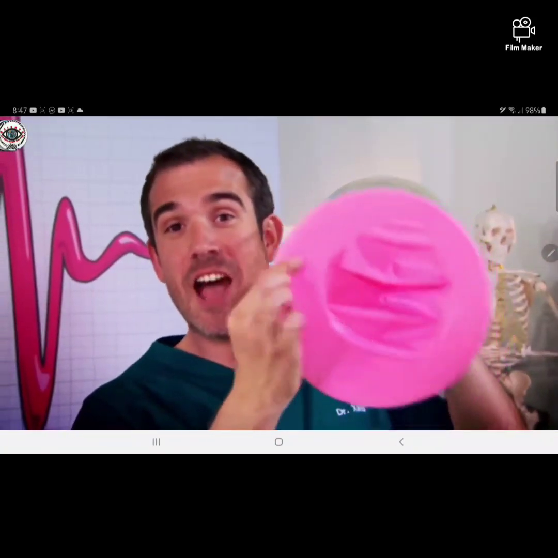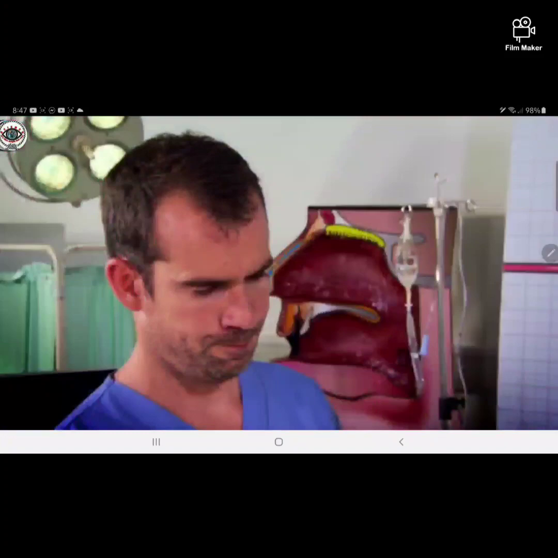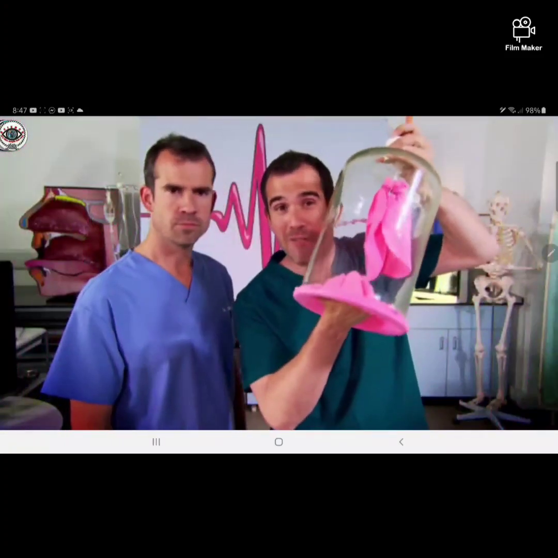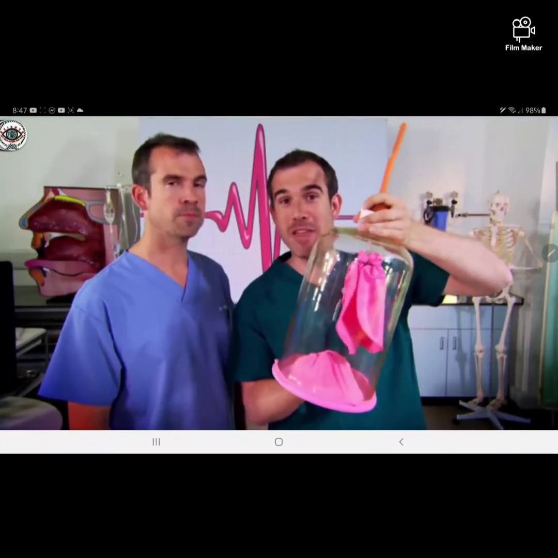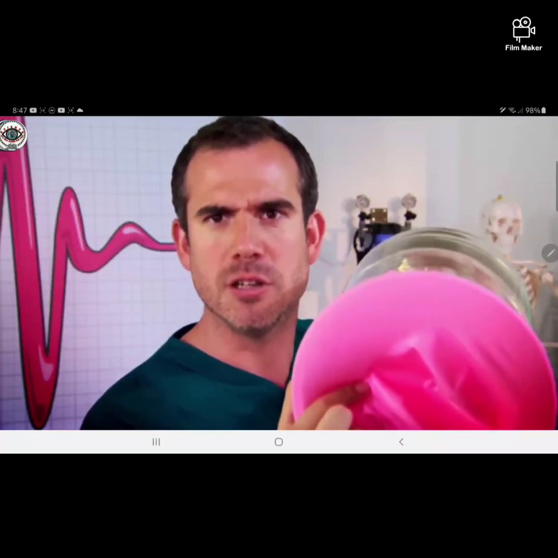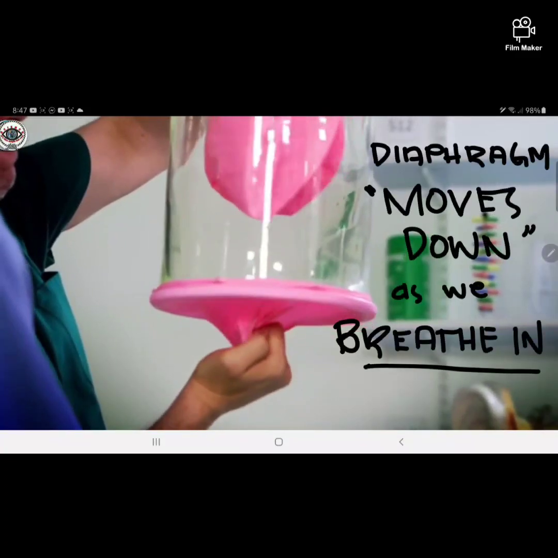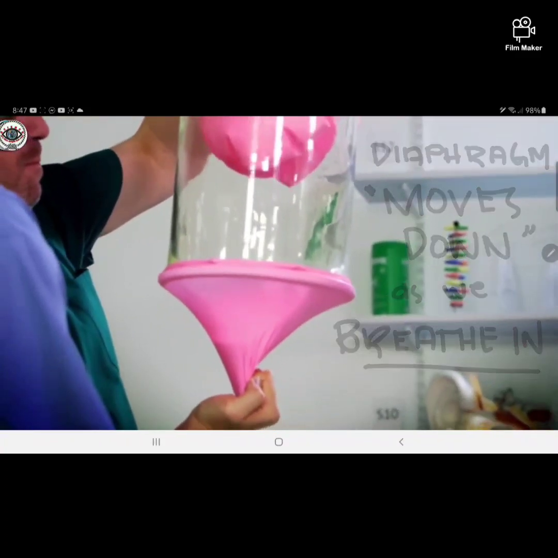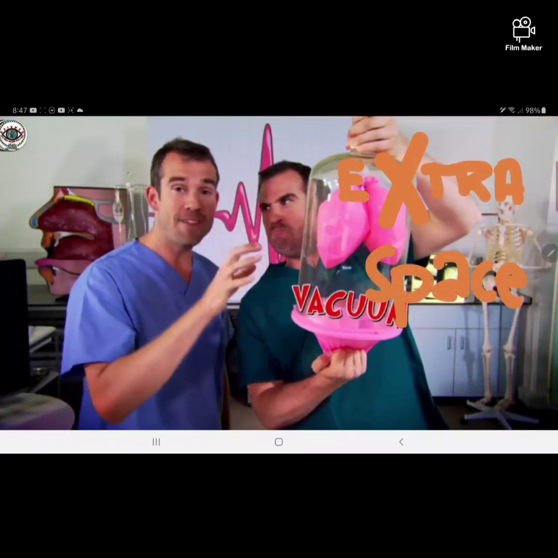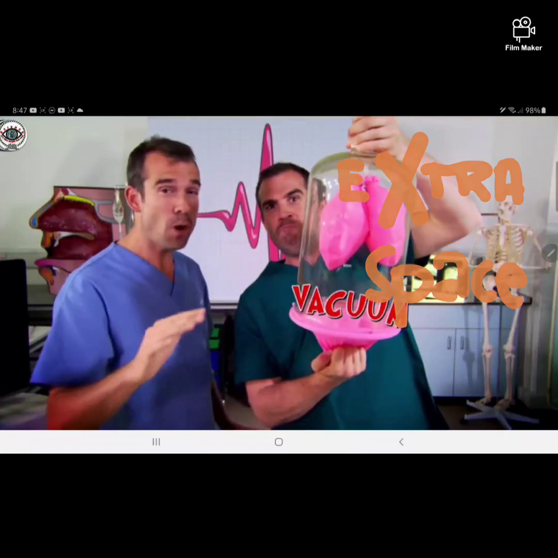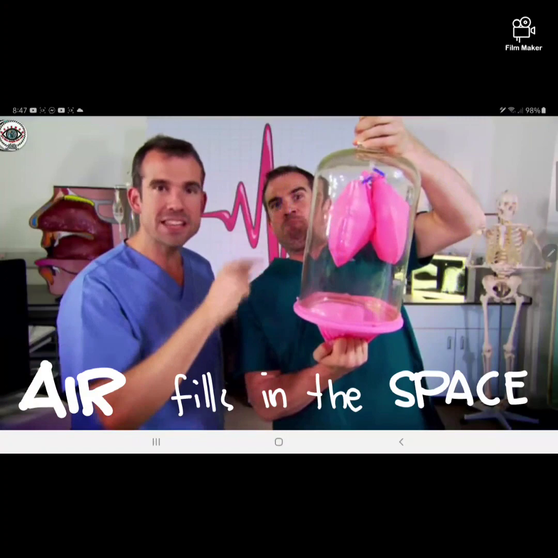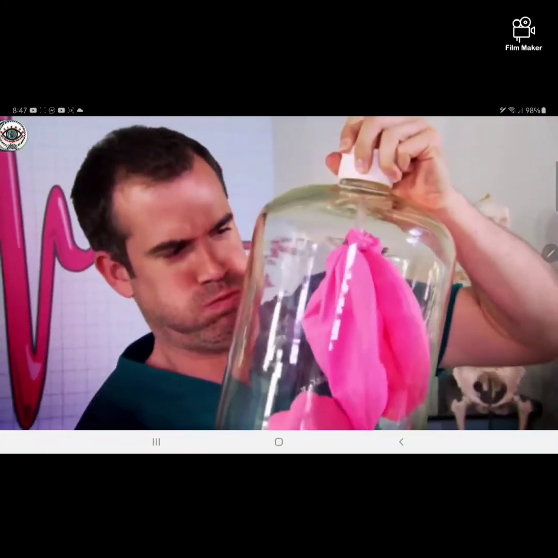Good. And this at the bottom is your diaphragm. Now, we tend to think that breathing is all about the lungs, but the diaphragm is the unsung hero of breathing. It's what makes it all happen, and that's why the diaphragm is such an important muscle. Now, when you breathe in, the diaphragm pulls downwards. This lowers the pressure inside this chest cavity. This creates extra space, a vacuum, and air has no option but to rush in through your mouth and into your lungs to fill this space.